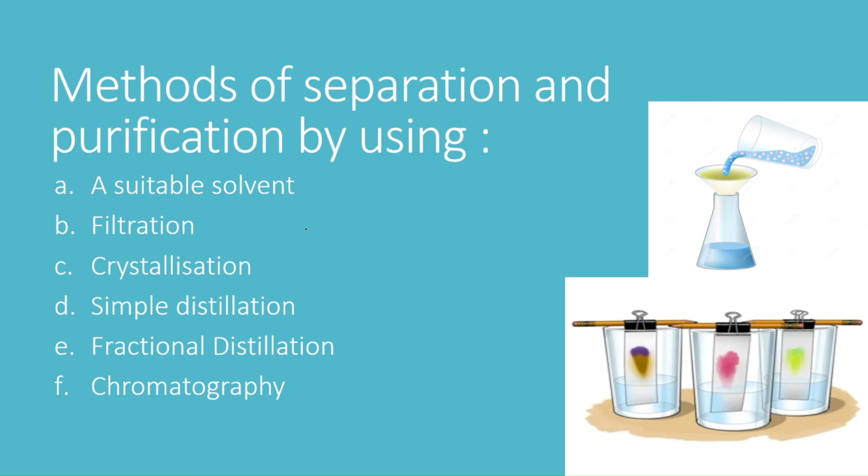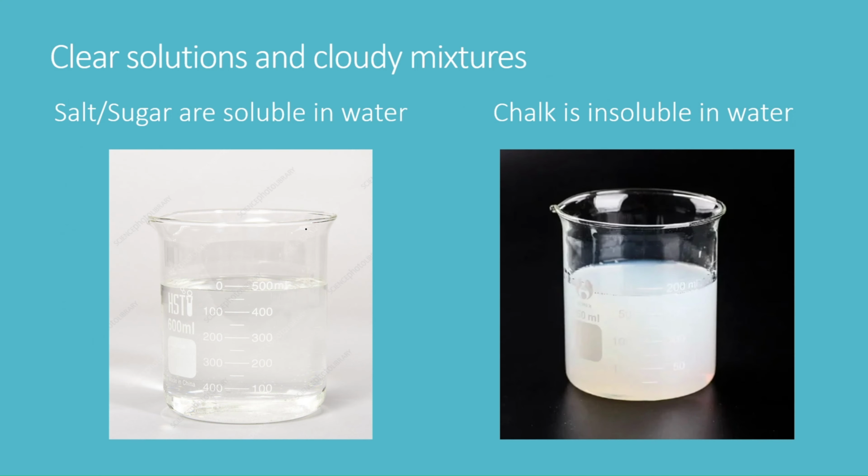the separation of substances. We know that a solution is formed when solute is dissolved in a solvent. The solute may get dissolved to give you a clear solution. Like this is a clear solution because you can see through it. And you can get a clear solution if you dissolve sugar or salt in water. But if you dissolve sand or chalk in water, it won't dissolve and will form a cloudy mixture.